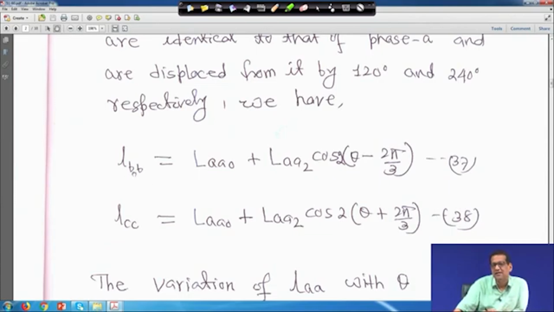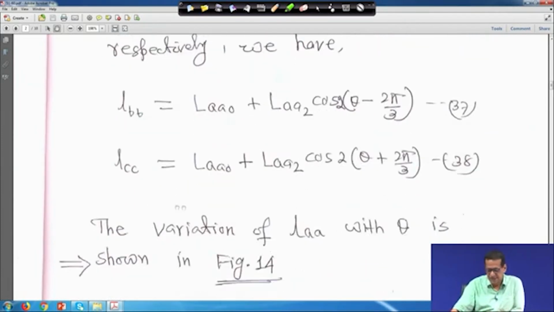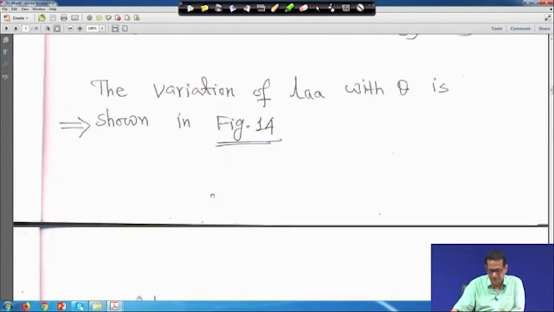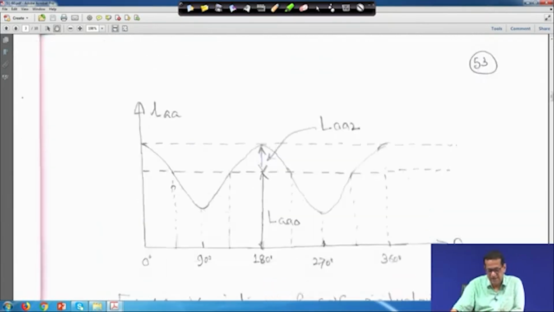So we are only finding out LA. After that, from the symmetry we are just replacing theta by theta minus 2 pi by 3 for phase B, and for phase C replacing theta by theta plus 2 pi by 3, right. So the variation of LA with theta is shown in figure 14. So this is the variation of LA.